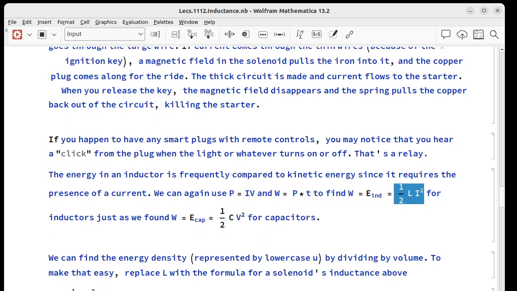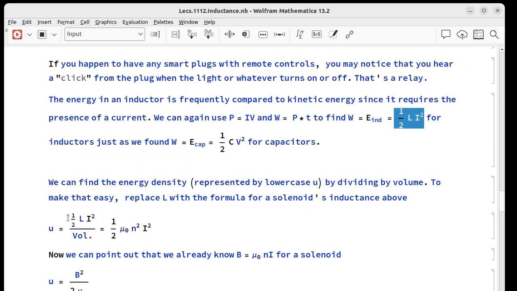So let's make this a solenoid. Our energy is 1/2 Li squared. Our volume is A times L. We already know the formula for L for a solenoid. We plug it in, and we can end up with this, 1/2 mu naught n squared I squared. If we want to make this even more compact, we can use the fact that we know what the B field is for a solenoid, and we can say that's almost what we've got here. We just have B squared over 2 mu naught.